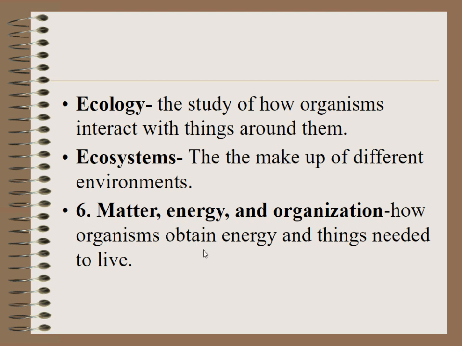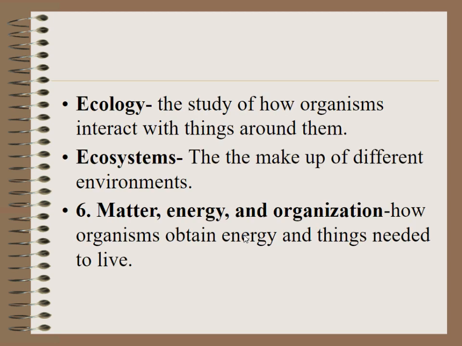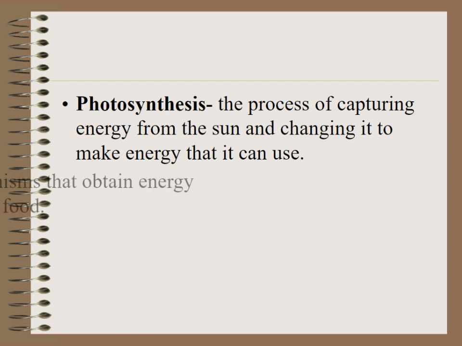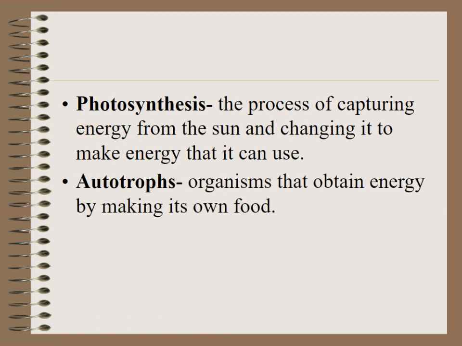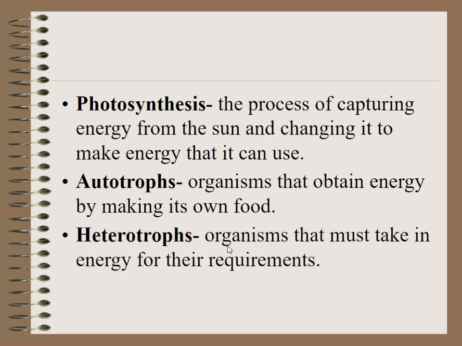So, matter, energy, organization: this is how organisms obtain energy and what they need to live. How we gather our energy from different things, how plants gather their energy from the sun, for instance, with photosynthesis. So autotrophs, which are plants, are organisms that obtain energy by making their own food, so they don't have to devour something else. Heterotrophs, which would be us and animals, either eat plants or other animals in order to gain our energy to survive.